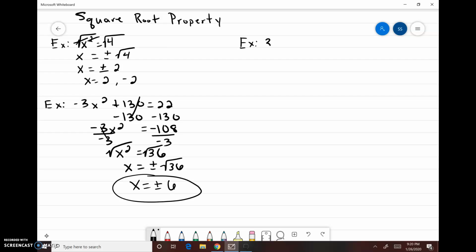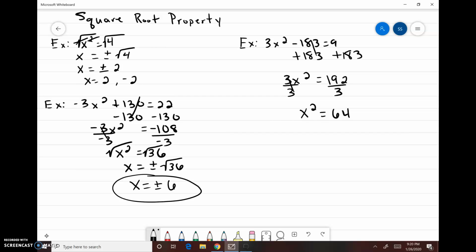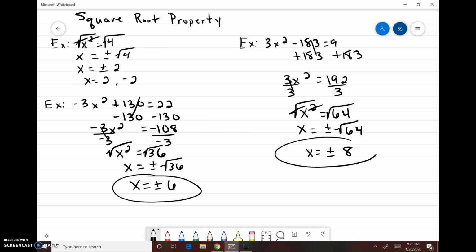Let's say we want to solve 3x squared minus 183 equals 9. Well, we can add 183 to each side to isolate that squared term. That leaves me with 3x squared equals 192. Divide each side by 3. And that leaves me with x squared equals 64. Now we have that square term isolated, so we are ready to take the square root of each side. A square and a square root cancel, leaves me with just x. Remember, this is plus or minus that square root of 64, and the square root of 64 is 8, so that gives me my two answers of positive 8 and negative 8.